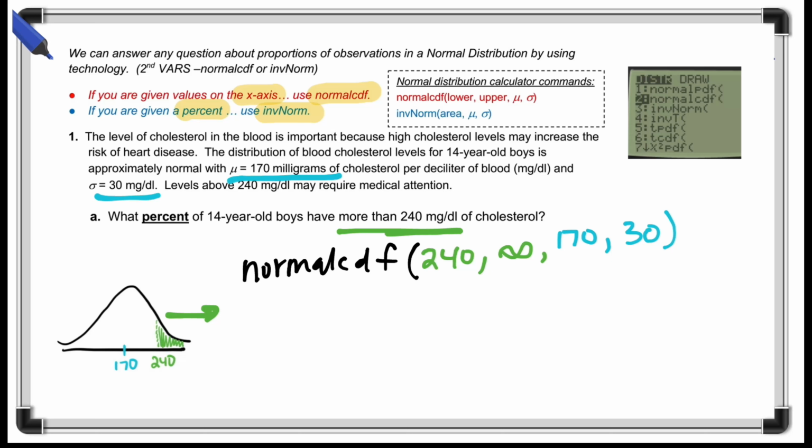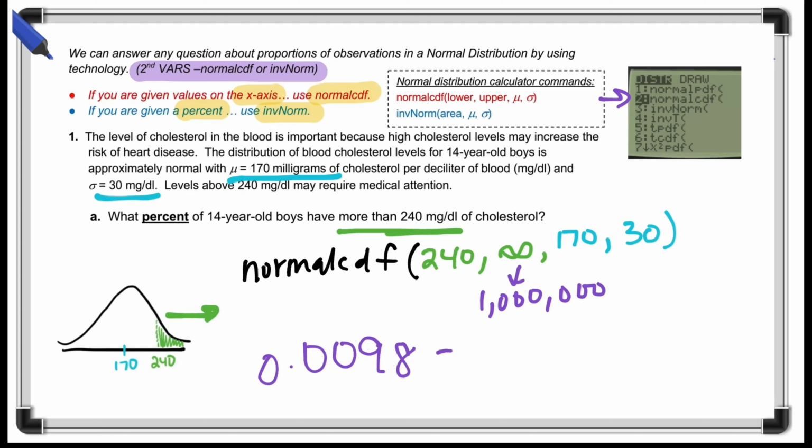Now, we don't know what number we're going to put in for infinity, right? A lot of times you could just put in 1 million, just some very big number that will work in your calculator. So now you're going to click on second and then vars, and then you would click on either number 2 or number 3. Because we're doing normal CDF, we're going to click on number 2. The answer that you get would be 0.0098, but as a percent, we multiply by 100 and we would get 0.98% as our answer.